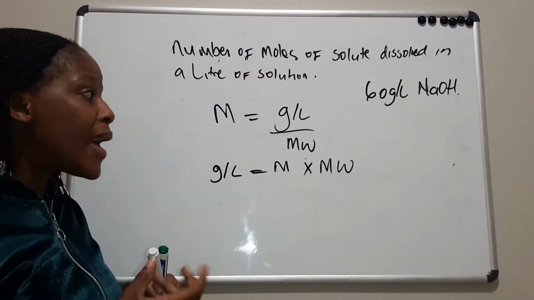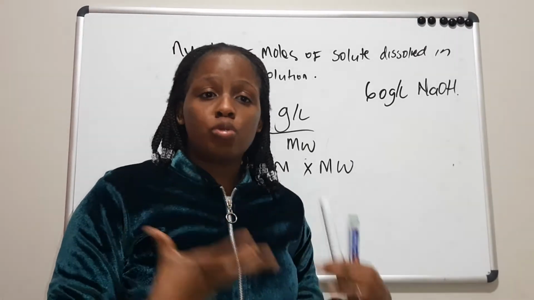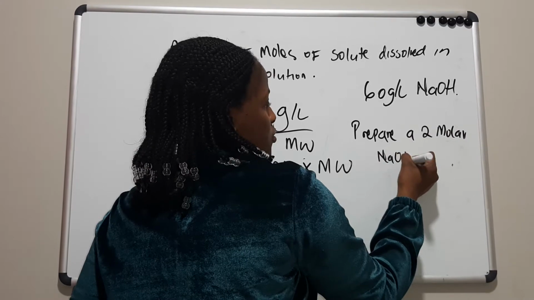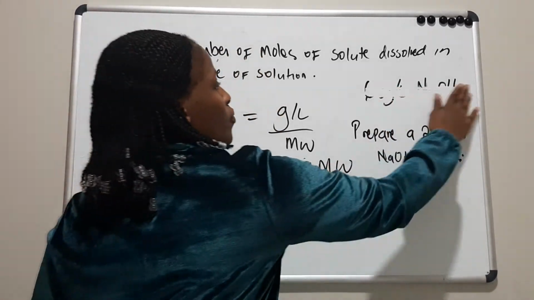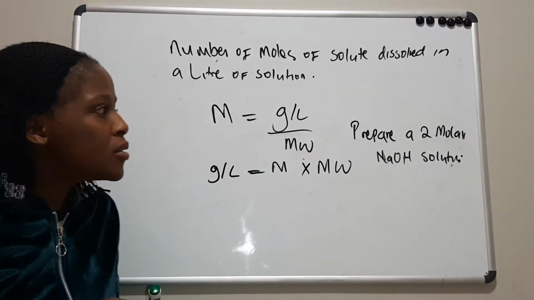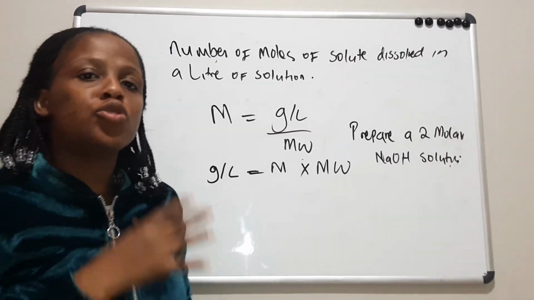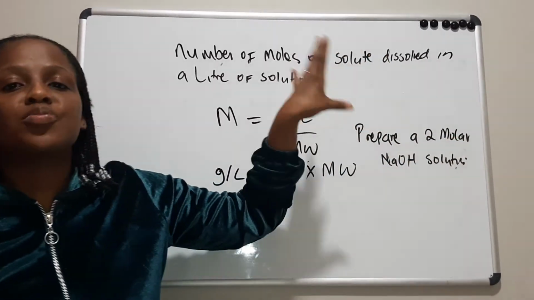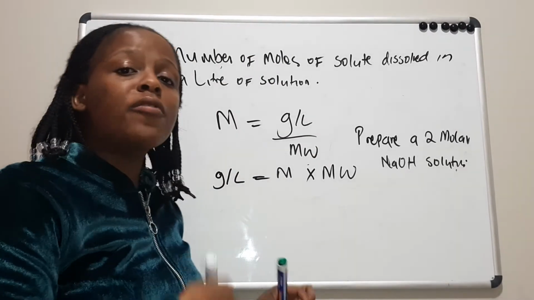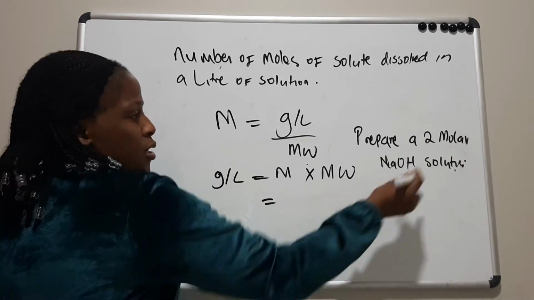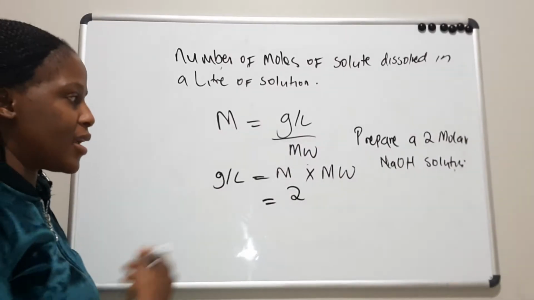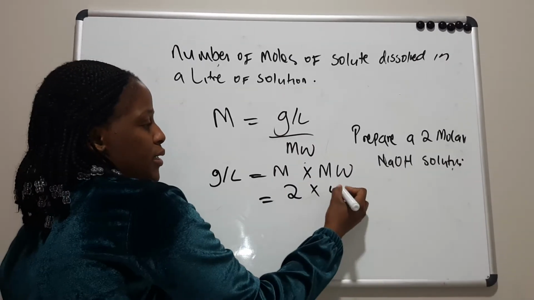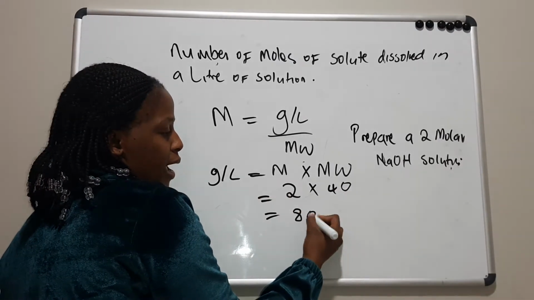So they can say to you, prepare, let's say, a 2 molar sodium hydroxide solution. You are getting a question like that, and now you need to prepare an actual thing. So you need to determine how much sodium hydroxide you must use to prepare a solution with that specific concentration. If you can remember, molarity is another way of expressing concentration. So in this case, you are given the 2 molar, you will just substitute the 2 molar there, and multiply by the molecular weight, which you calculate like we just did. We found that the molecular weight for sodium hydroxide is 40. Then at the end you're going to get the answer of 80 grams per liter.